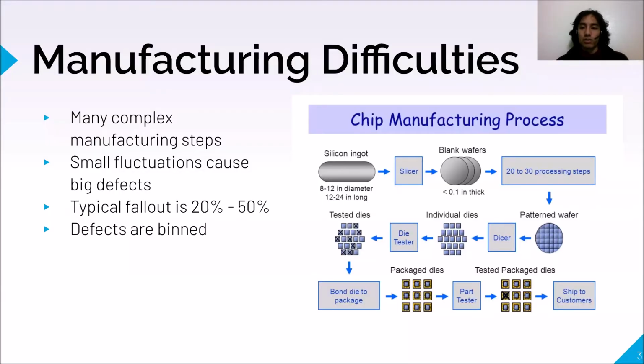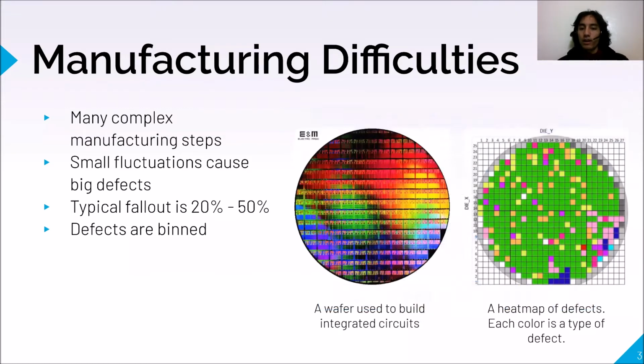The second reason we chose to focus on integrated circuits is their manufacturing difficulties. They have a long process of very complex steps that take place in a tightly controlled clean room environment, where even a slight fluctuation in temperature or a single speck of dust can ruin an entire batch, leading to a very high scrap rate. On the left, we have a picture of a wafer, which is how integrated circuits are manufactured, with each square representing a different IC.